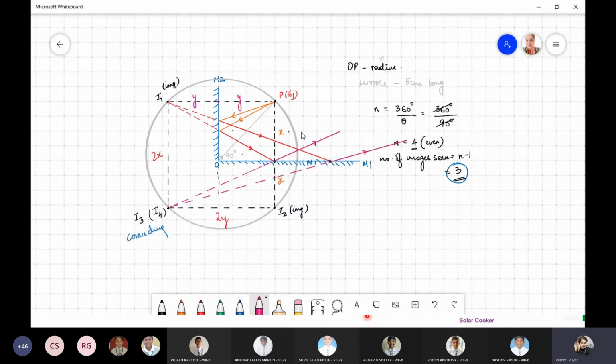So your ray of light that originated from P hits mirror 2, hits mirror 1, and reflects away out of the system. But in the process, it has formed images I1 and I3. If I draw the rays for P to I2, then I will also see formation of I4. But I'm not doing it because your diagram will become very congested.